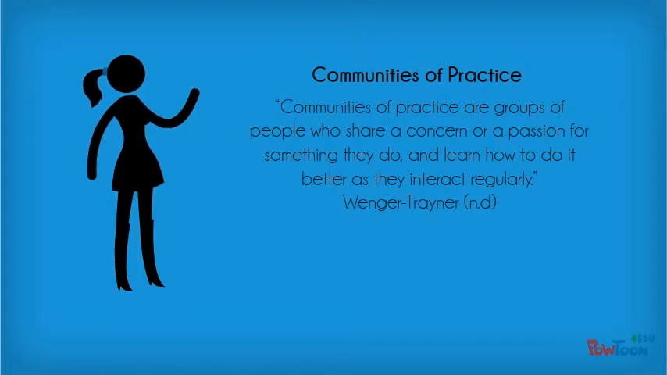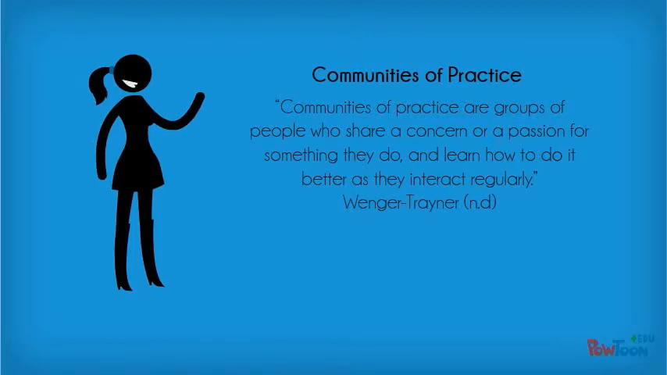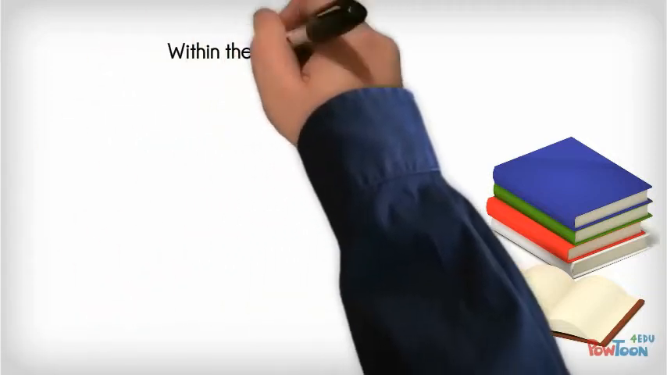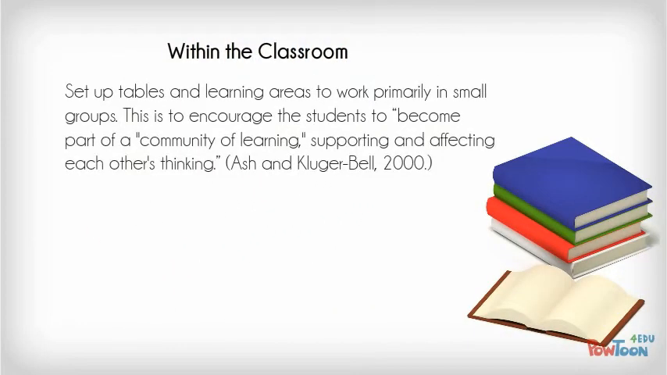Let's take a closer look at how a few of these communities can help assist with better academic outcomes and impact on student well-being. Within the classroom. Inside a classroom, the tables and learning areas can be set up for the children to work primarily in small groups. This is to encourage the students to become part of a community of learning, supporting and affecting each other's thinking. To link back in with the previous learning areas, this will also facilitate the inquiry learning model.